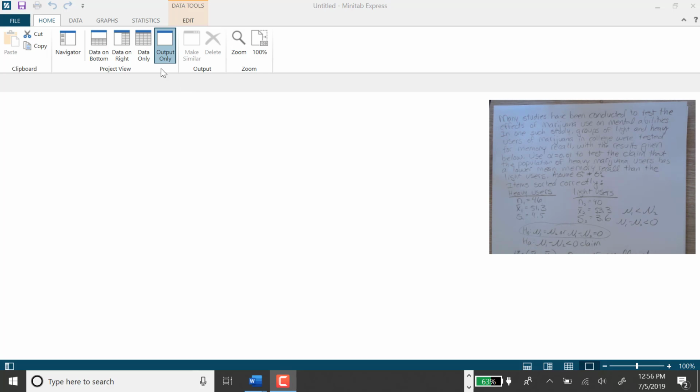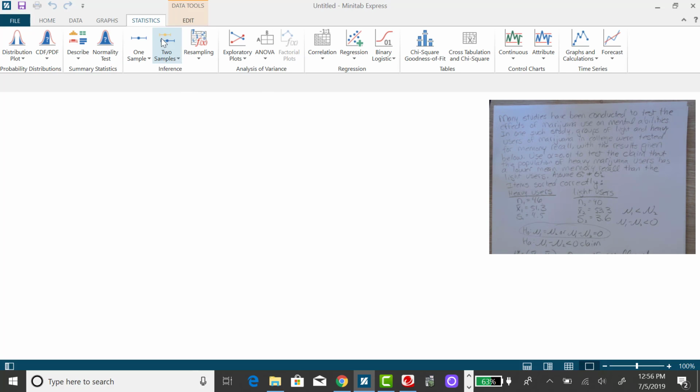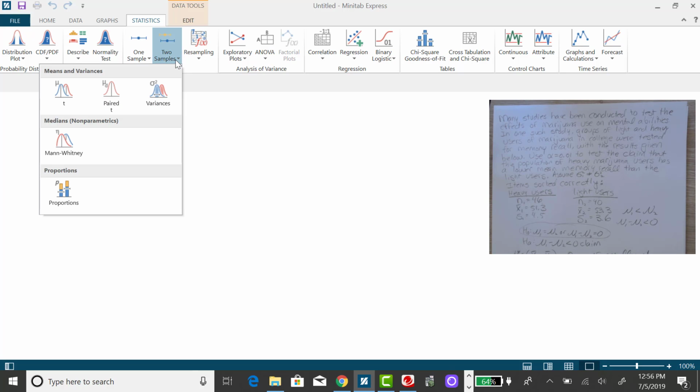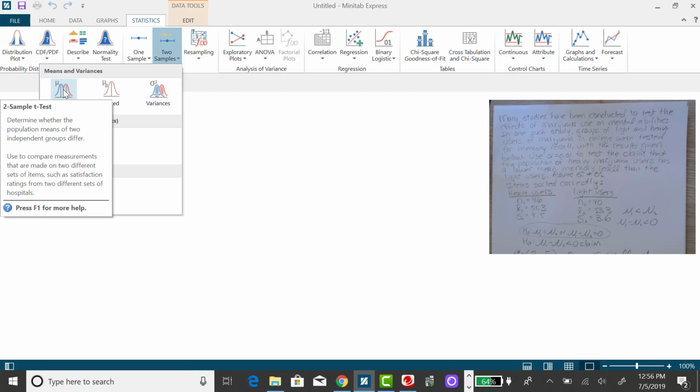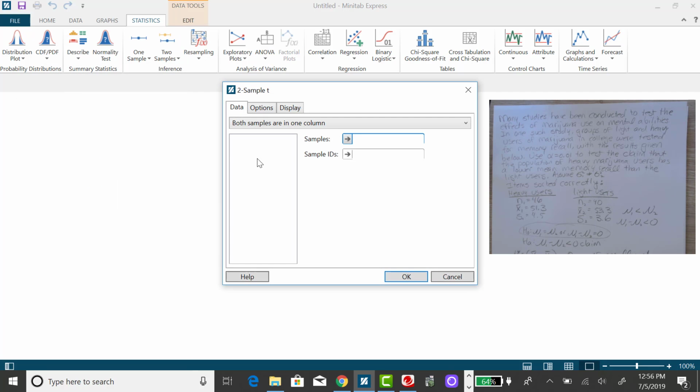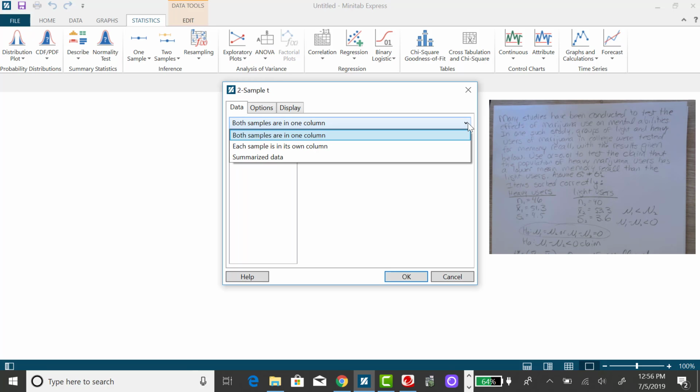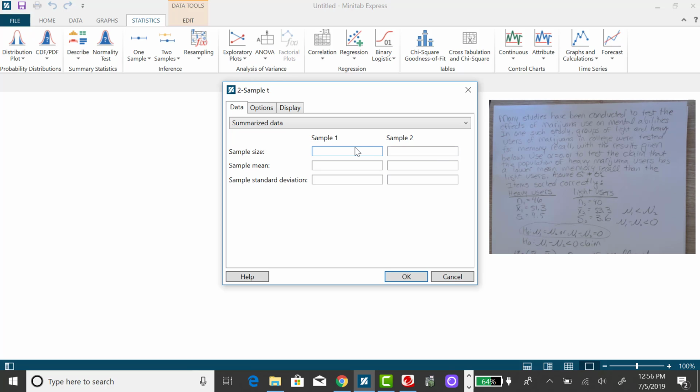So I need to go to the Statistics tab, down to two samples, and I'm doing a two-sample t-test between two population means. And I need to select the option for summarized data. My first sample size was 46. Sample mean was 51.3. Its sample standard deviation was 4.5.